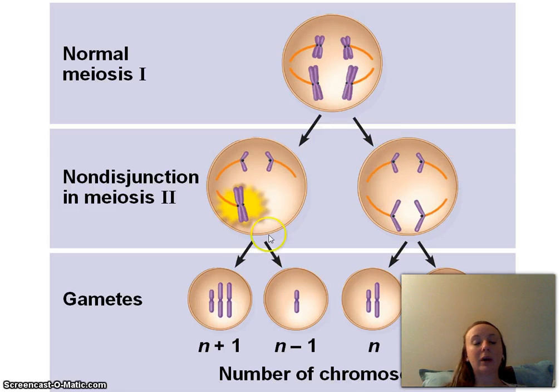And then taking a look at what can happen in meiosis 2. See how these sister chromatids are pulling apart right here? Instead of this happening, both sister chromatids will go to one side of the cell. And then take a look again at the effect it will have on the gametes.